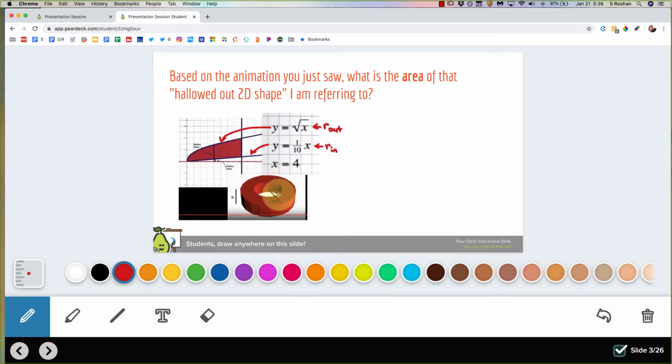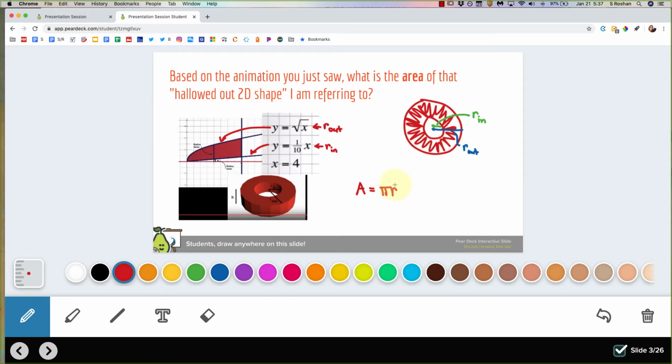And so how do we find the area of this hollowed out shape? Well, really, that's just a shape that looks like this. And how do I find the area of this kind of a donut shape? We're calling them washers. That's our radius outer. I'm just going to abbreviate it R out. This is our radius inner. I'll just abbreviate it R in. The only way to find the area of that shape is the outer minus the inner. That's the only way that we can get the area of that hollowed out 2D shape.